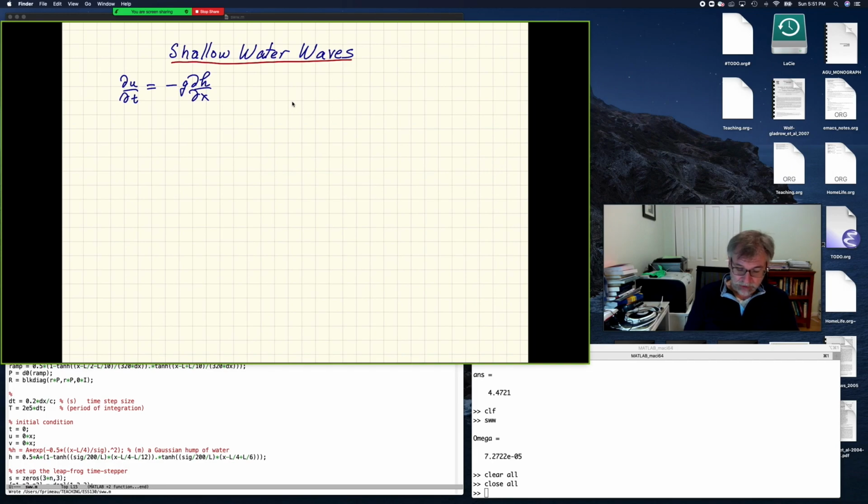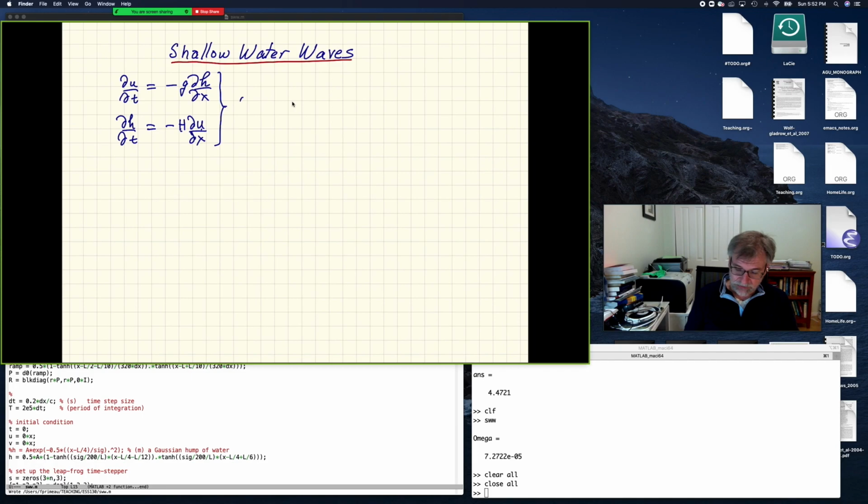This is the pressure force per unit mass. And then we also have the continuity equation, which is dh/dt is equal to minus h du/dx. So here on the right hand side we have the convergence of mass due to the convergent currents, and because u doesn't depend on depth, we get the convergence multiplied by the depth of fluid h. And we showed that these two equations can be combined by taking a t derivative of the second equation and substituting in the first one.